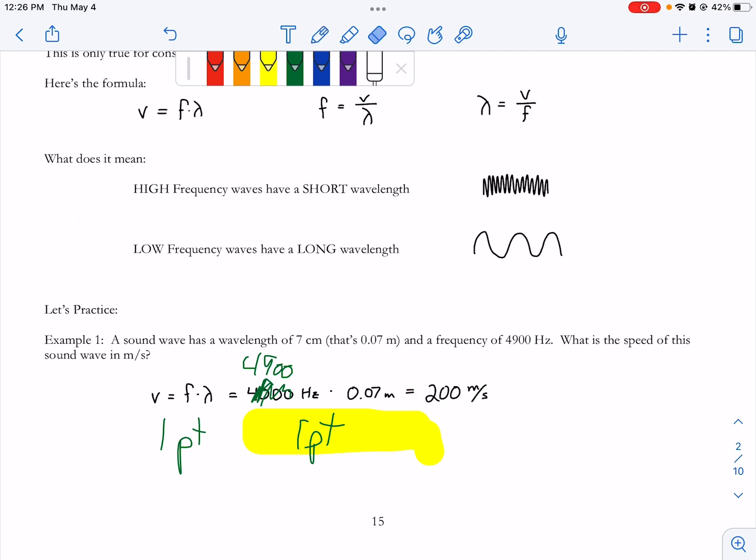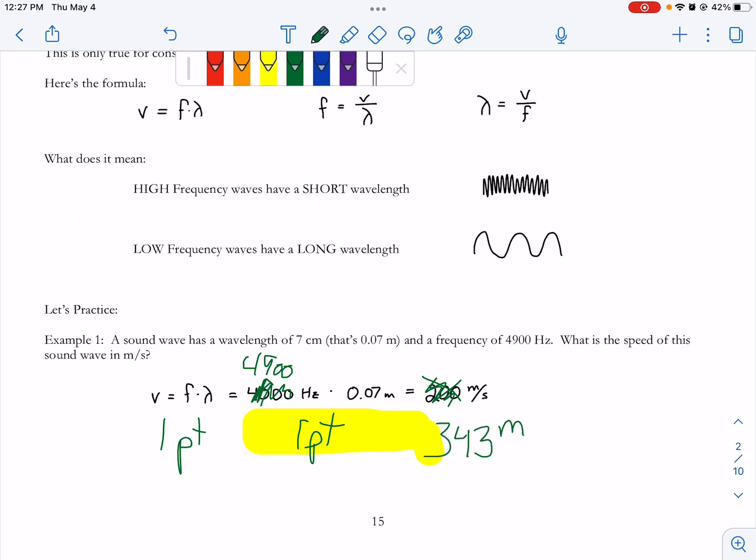And then there's my answer. Let's see, 494,900 times 0.07. Nope, I definitely have the wrong answer also. Whoops, okay, well I did just erase it there. Let me fix my answer here.